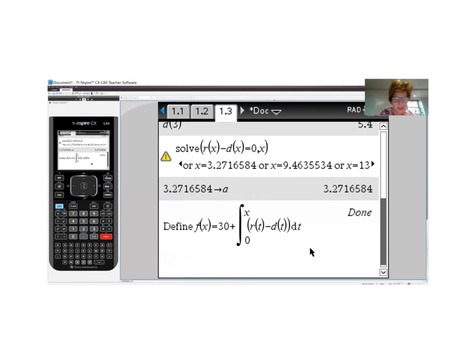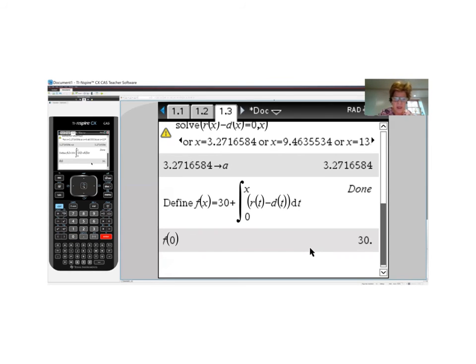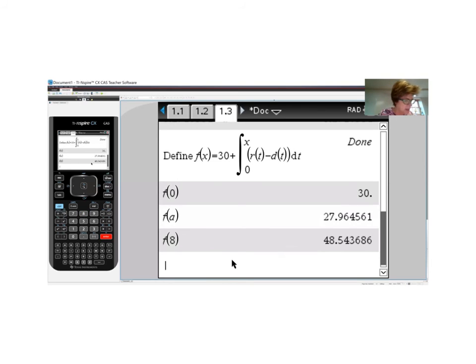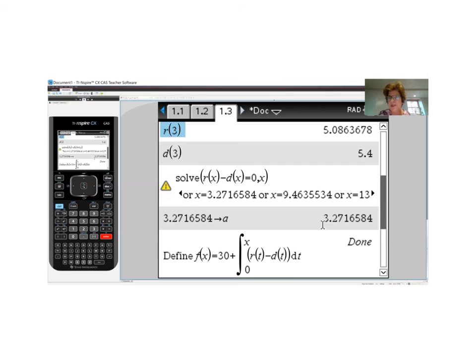All right, so now we could use our closed interval test. We have f, and we press enter, of course. So we have f of 0, and we know that the answer is 30. F of A, which is that horrible decimal there, and we don't round it at that point. And we get 27.964561. And then finally, f of 8. And it's very important to copy these numbers onto the chart exactly as they appear. And then, of course, the answer is that the amount of water in the pipe is at minimum at time A. And if we round it off to 3 decimal places, 3.271 minutes.